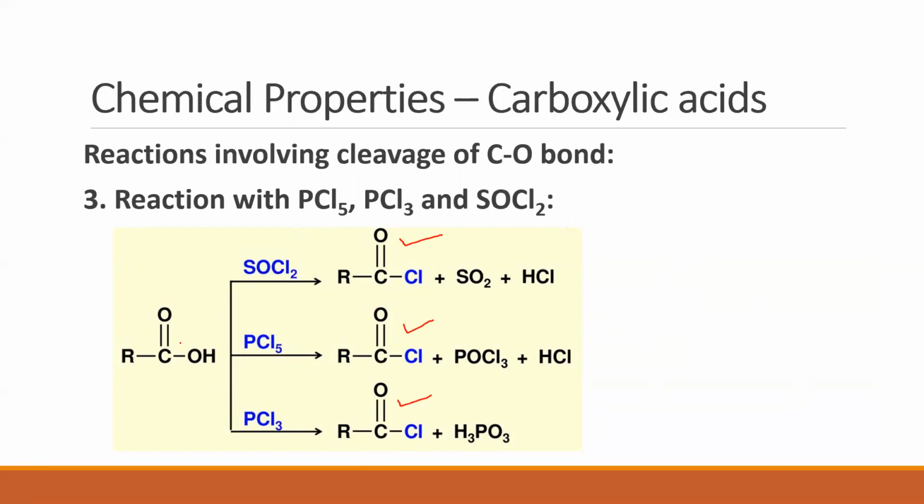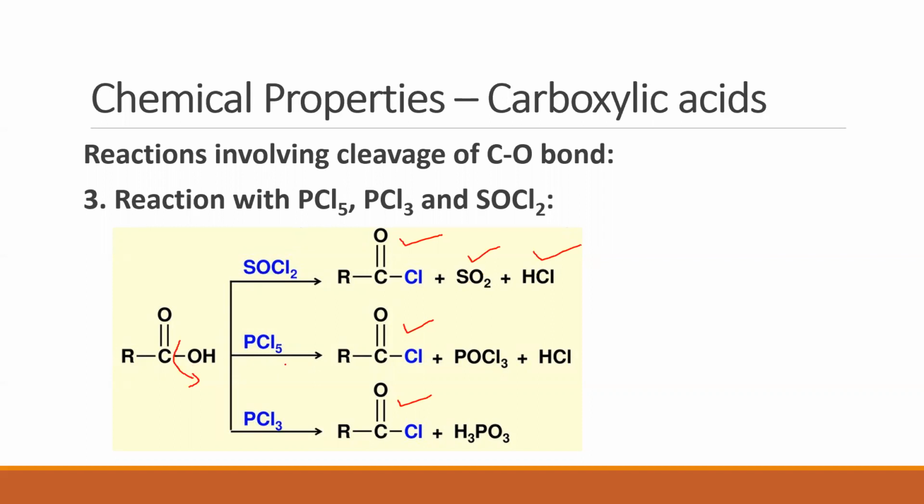Clear? Which means OH is removed. The bond is broken between C and O. Clear? What is the only difference in each one of these is the byproducts. When you take SOCl2, you get SO2 and HCl. Clear? Remember, we came across this reaction even in alkyl halides, Darzens process. Yeah, we came across this reaction in alcohols too.